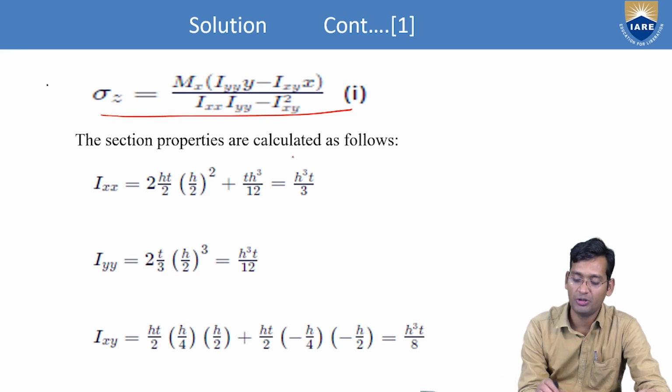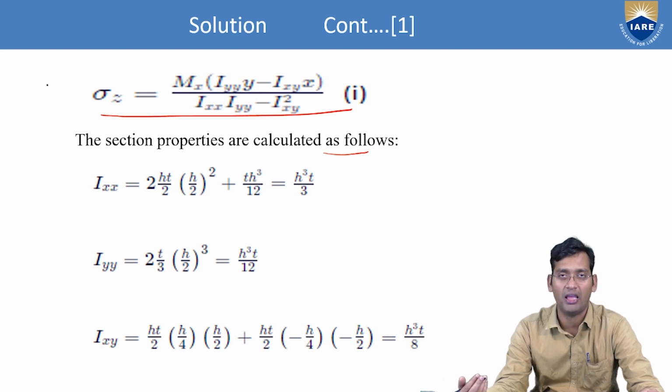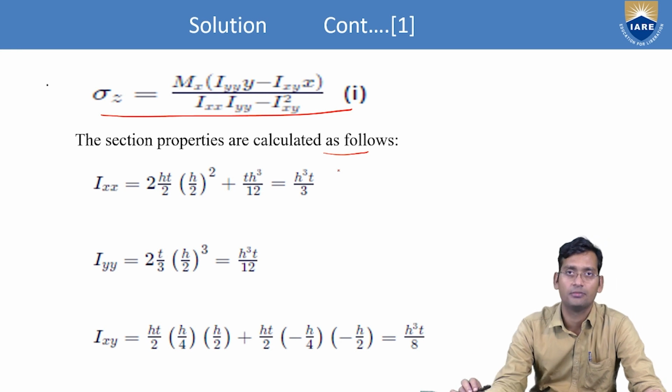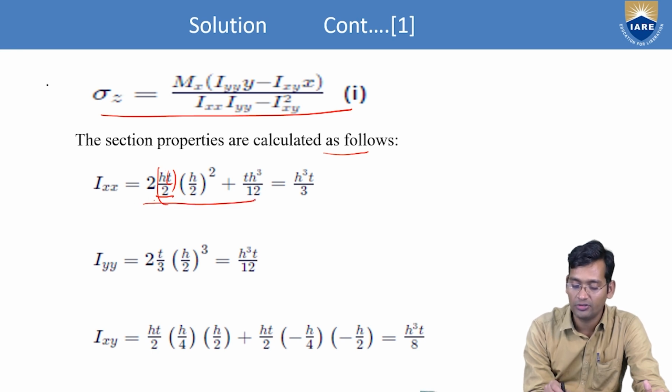The section properties are calculated as follows. Section properties means the moment of inertia about the axes: Ixx, Iyy and Ixy we have to find. So let's find Ixx first. What is the formula? It is b d cube by 12 plus the symmetry term. So 2 into b, where b is t, and d cube by 12. After taking this, what will you get?